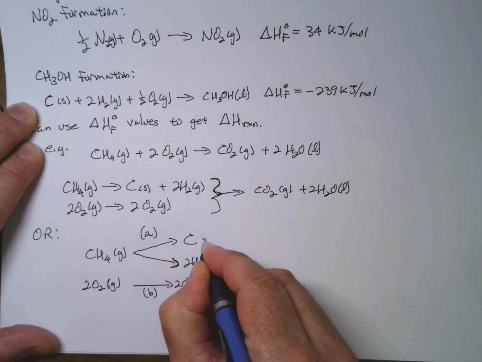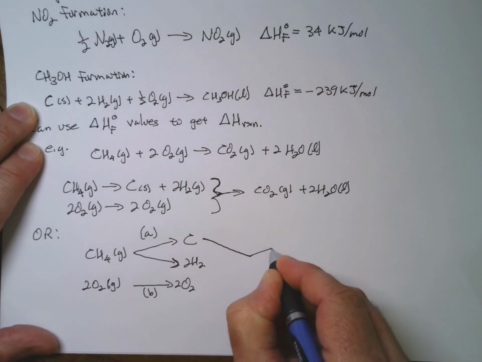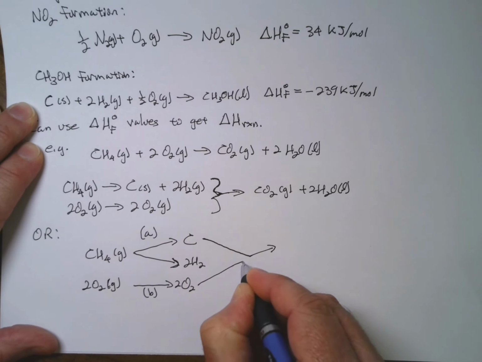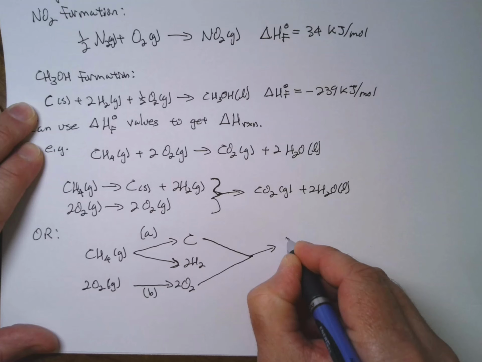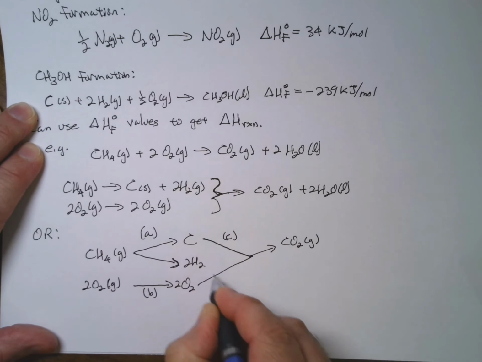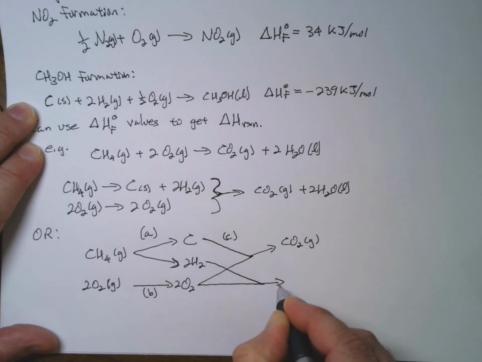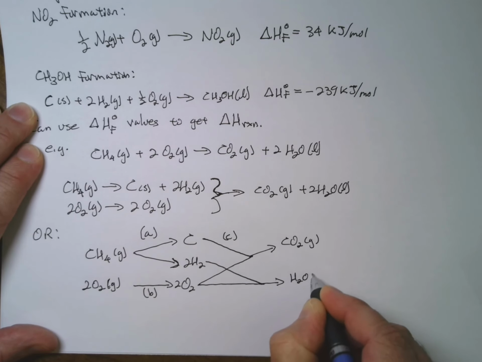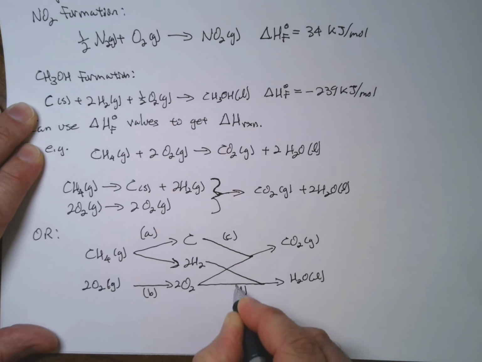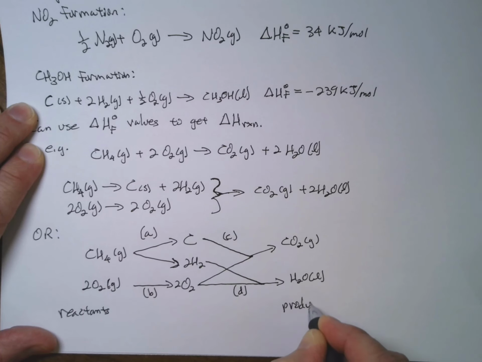And then our carbon and O2 will combine and give us CO2 gas. We'll call that C. And then we'll also have 2H2 and O2 combining to give us 2H2O liquid. We'll call that D. And these, of course, are our reactants. And these are our products.